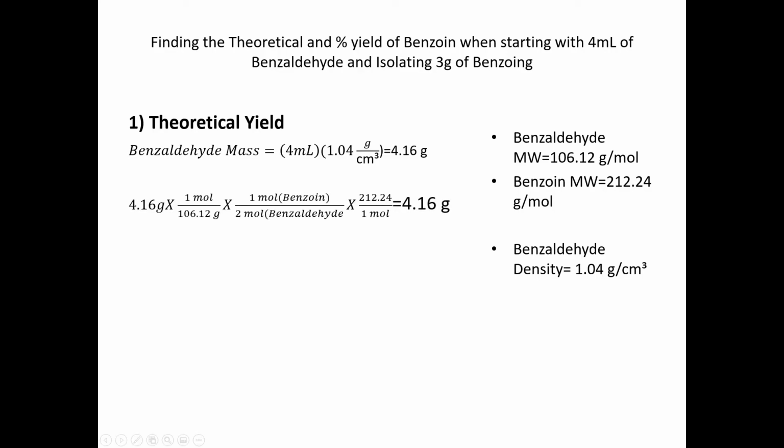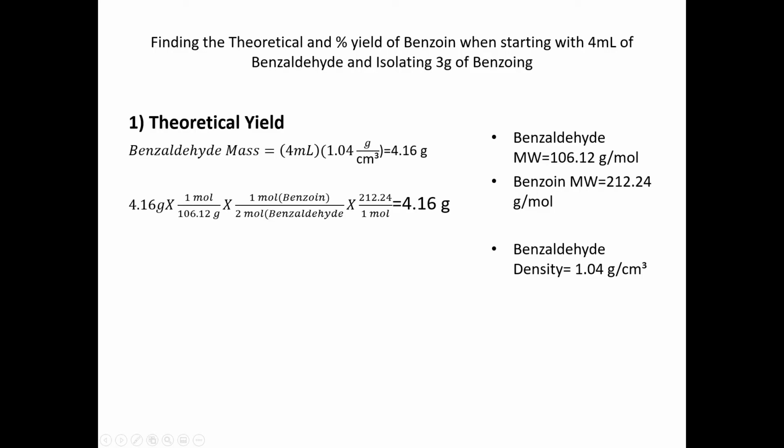So now we just need to convert this into mass of benzoin. First we convert our mass into moles. So 4.16 grams of benzaldehyde divided by 106.12 grams per mole of benzaldehyde, and this will give you moles of benzaldehyde. We know that for every 2 moles of benzaldehyde, we get 1 mole of benzoin, and every mole of benzoin should be about 212.24 grams.